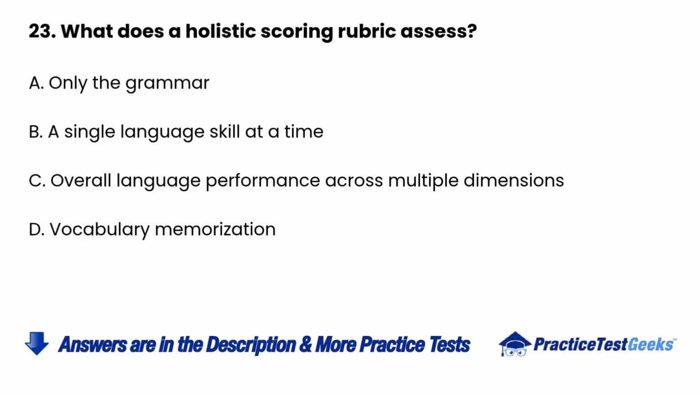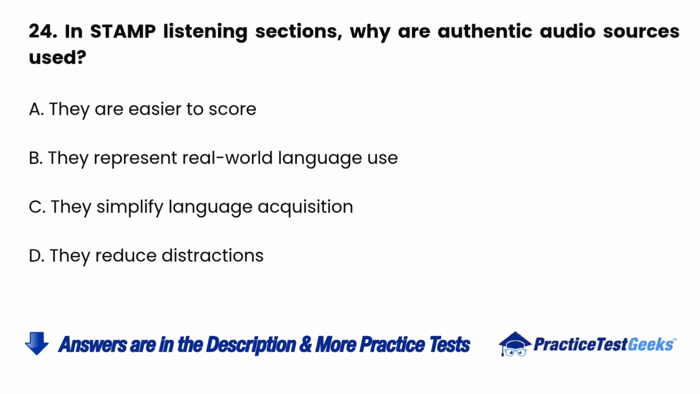23. What does a holistic scoring rubric assess? A. Only the grammar. B. A single language skill at a time. C. Overall language performance across multiple dimensions. D. Vocabulary memorization. 24. In STAMP listening sections, why are authentic audio sources used?